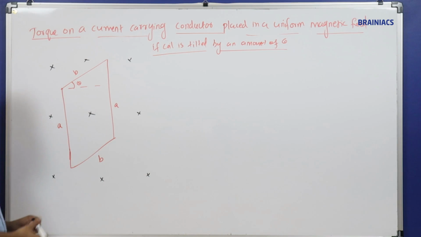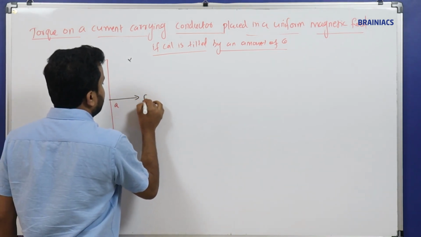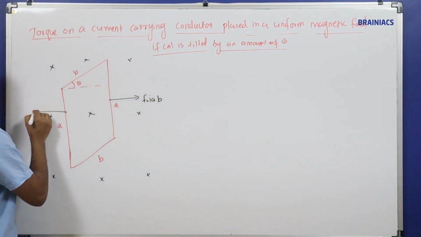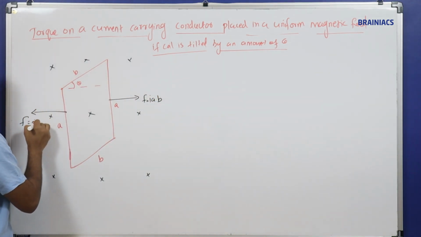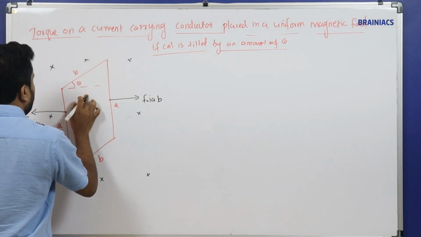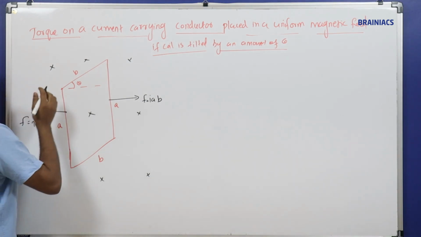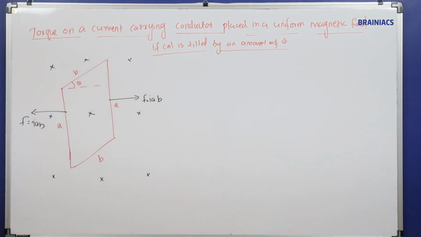Same cases will be here, right? Here also we have one force, F is equal to IAB. Here also we have force F is equal to IAB. Here also we have one force. So two forces are acting, over here and over here, bottom part and upper part. Both forces are acting over the regions, either upside forces or downside forces. What is the upside force and what is the downside force?